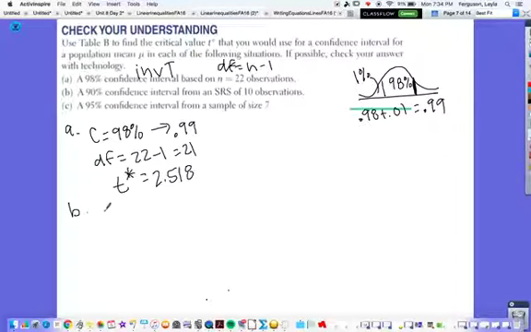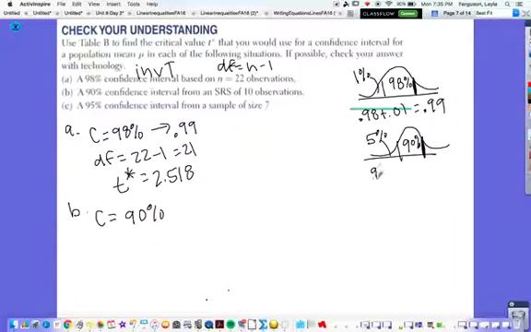B. For B, it says a 90% confidence interval from a simple random sample of 10 observations. So our confidence is 90%. On the standard normal curve, 90% is in the middle, which means there's 10% left over in the tails, so each tail is 5%. So I'm looking at the area underneath this line, which would be the 90% plus the 5%, so 0.90 plus 0.05, 0.95. So I'm really looking at 0.95.